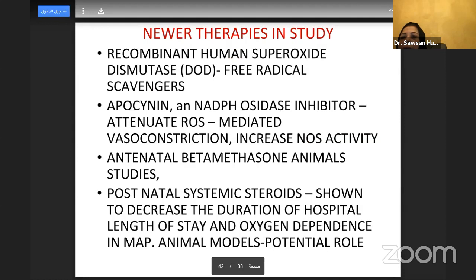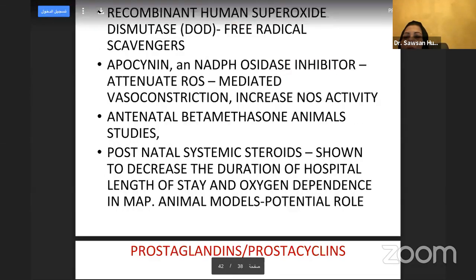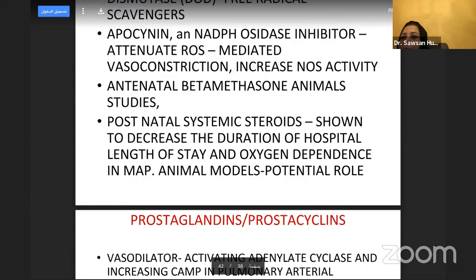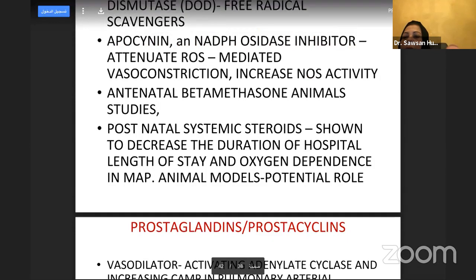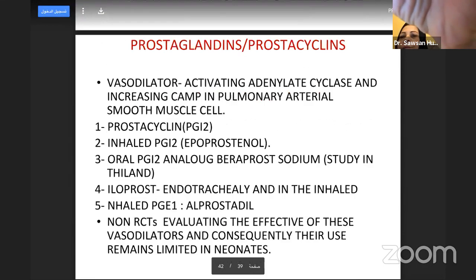Newer therapies are still under study: recombinant human superoxide dismutase, free radical scavengers, apocynin, and antenatal betamethasone. These are all drugs still under study, and a lot of research is needed. Also, postnatal systemic steroids have been shown to decrease the duration of hospital length of stay and oxygen dependence in MAP. But the models were animal models, still not studied in humans.